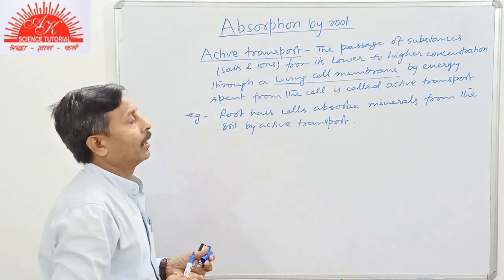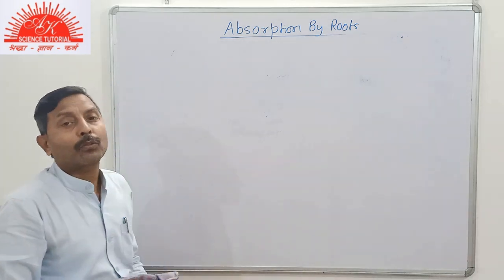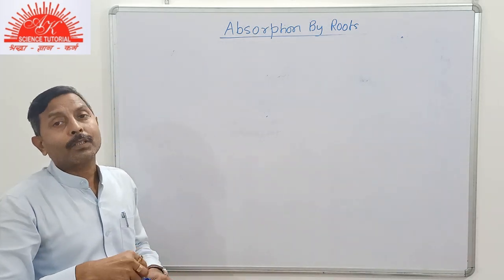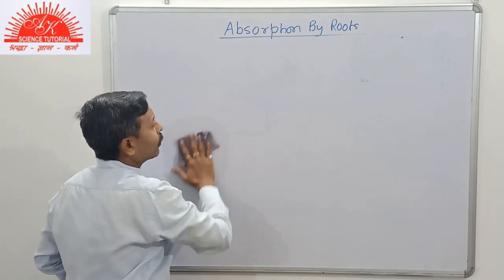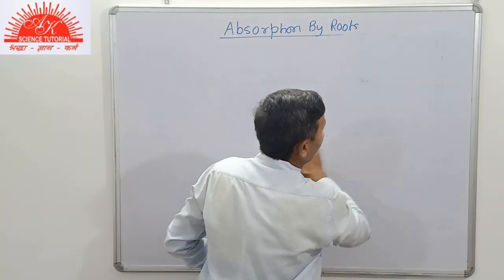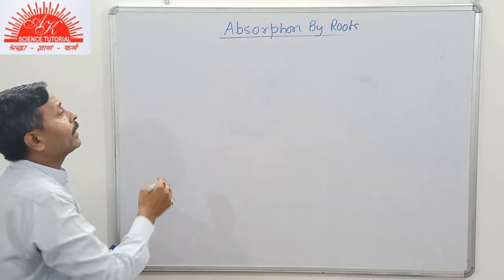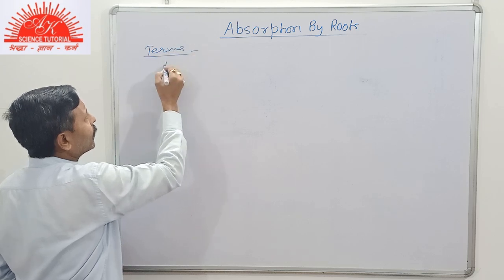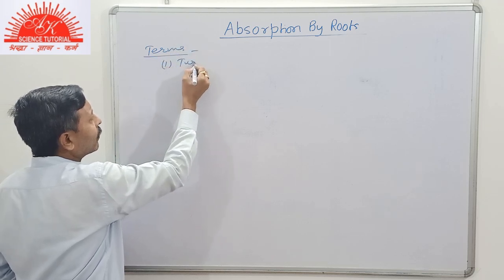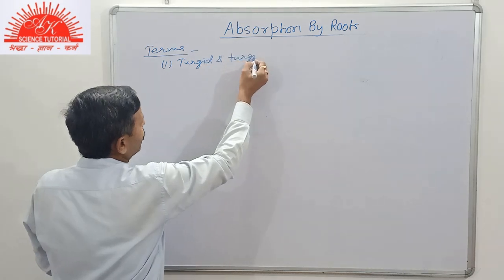So now it is clear to you. Students, further we have to study here some terms related to the process of osmosis for the working of the cells and so on. And what are these terms related to osmosis now? Terms. First, turgid and turgidity.